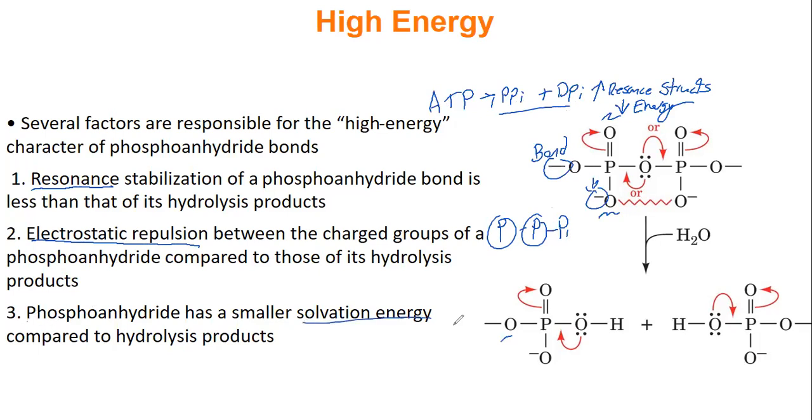And solvation energy. What is solvation energy? Solvation energy is the ability for water to surround your phosphate, right? So phosphates are negatively charged, and so they want to be near the hydrogens of water. Hydrogens are partially positive, and so they balance each other out.